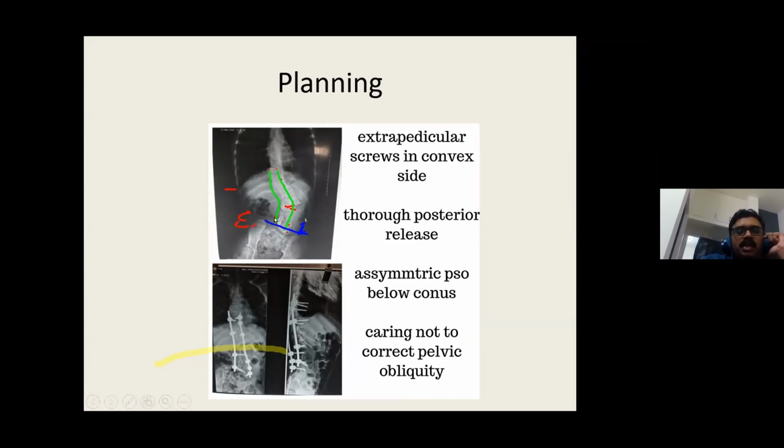Then we did a complete posterior release and asymmetric PSO, and the care was not to correct the pelvic obliquity as a whole. And this is the final result that is obtained. It is a very well balanced spine.